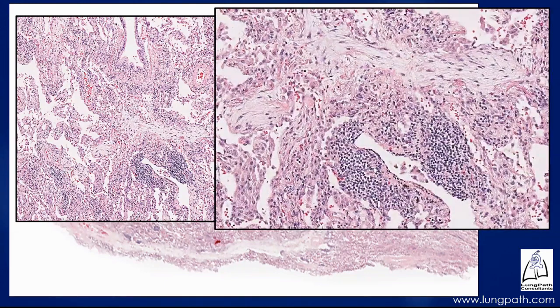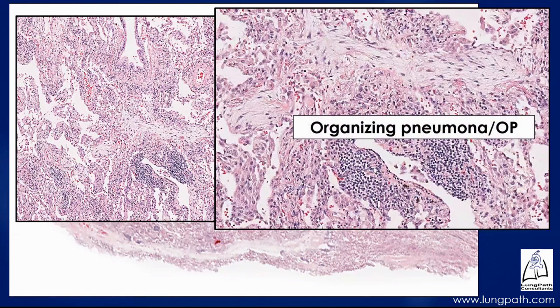So what do we have? We have some lymphocytes in the bottom, but they're not making a follicle. We can just say, yeah, there's lymphocytes and there's other things going on. But the main thing in the upper right-hand image is there's organizing pneumonia.